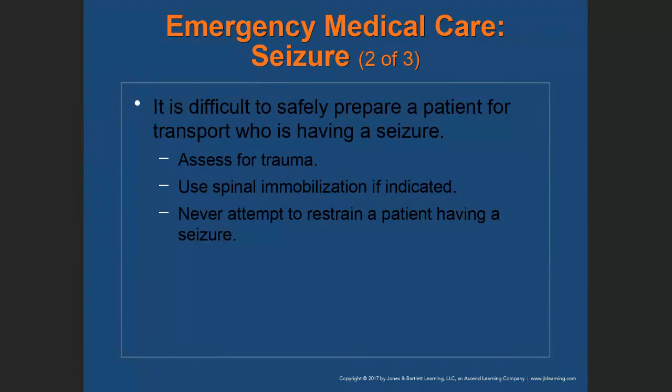All right, now it is difficult to safely prepare a patient for transport who is having a seizure. Assess for trauma, use spinal motion restriction if indicated. Never attempt to restrain a patient having a seizure.